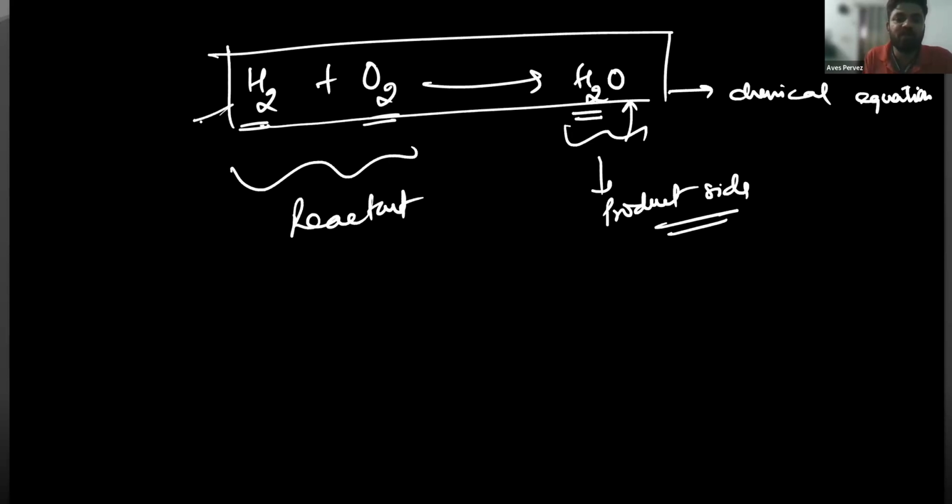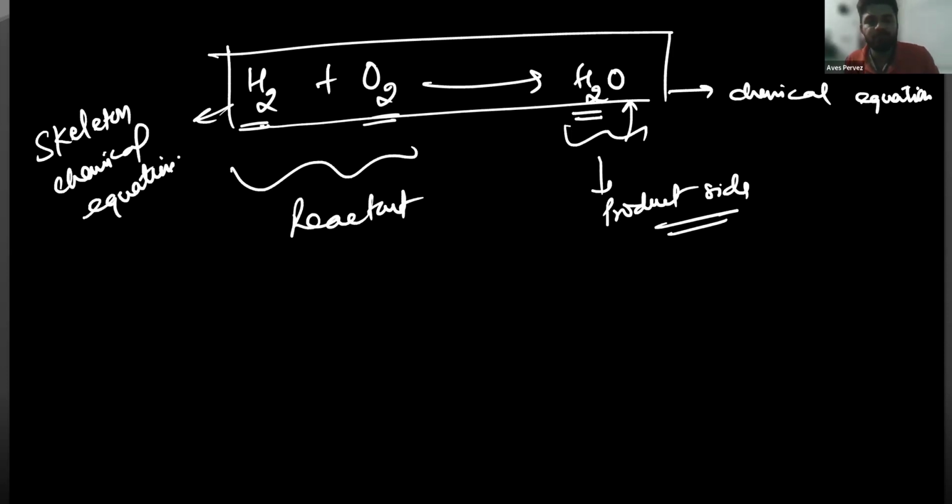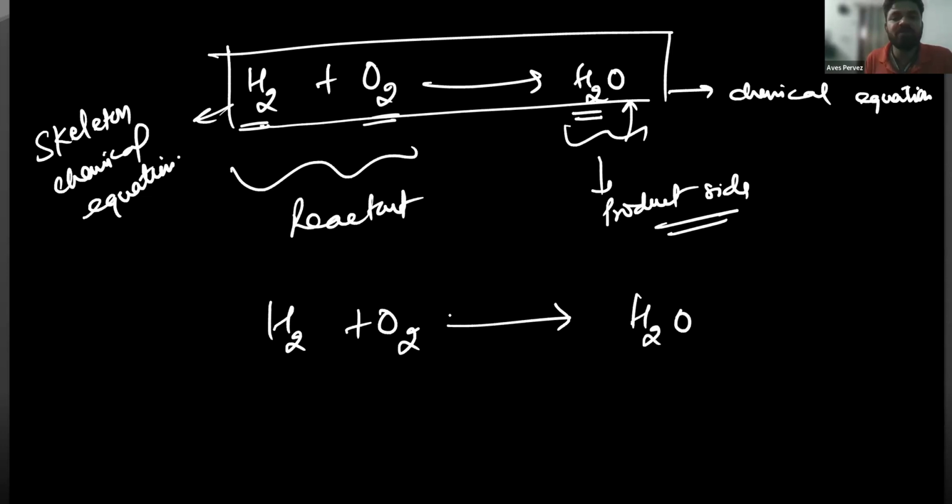This type of chemical equation is called a skeleton chemical equation. You understood? Everybody understood in the class? Yes, sir. So this is H2 plus O2 gives you H2O. Now talking about this one, H2 plus O2 gives you H2O. How to balance this one, we'll talk about later. You write a 2 here and you balance it.